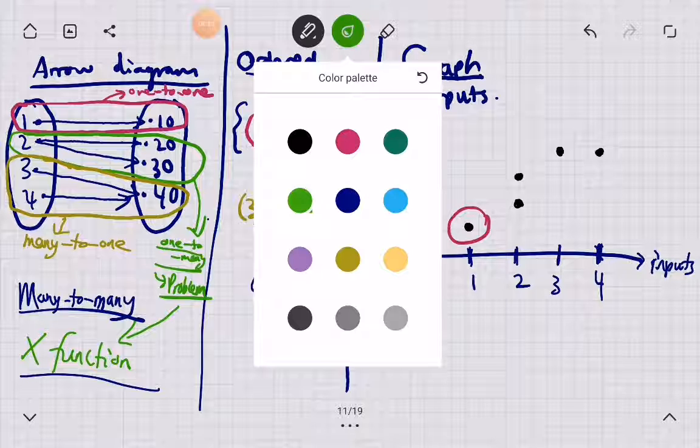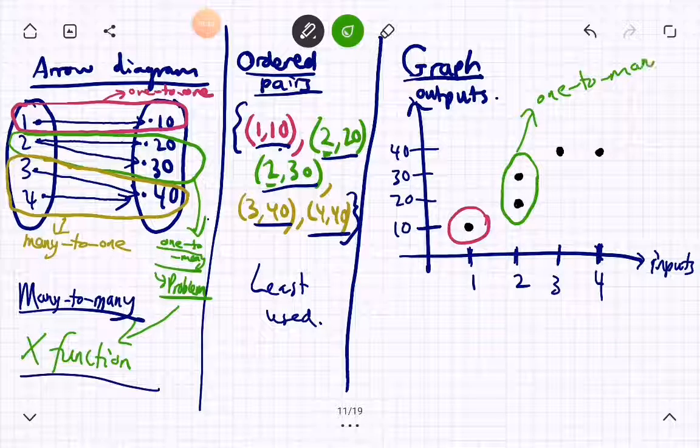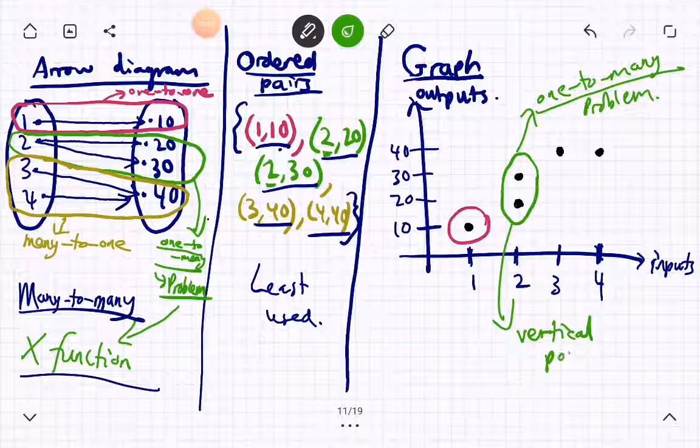Then this is our green group. So this is our one-to-many relation. Okay, and this is the problem. We know that one input can't go to 2 outputs. So if you see a vertical set of points like this, then this is not a function. Okay, because this is the part where you get a one-to-many relation.